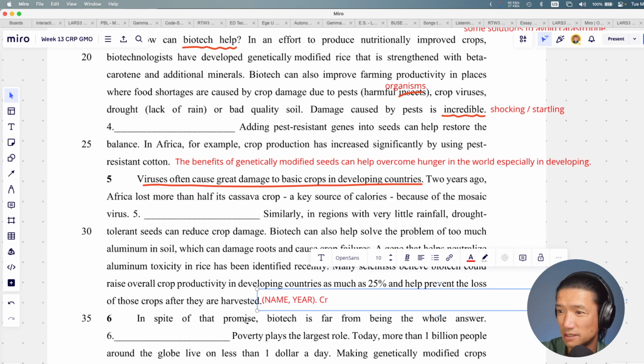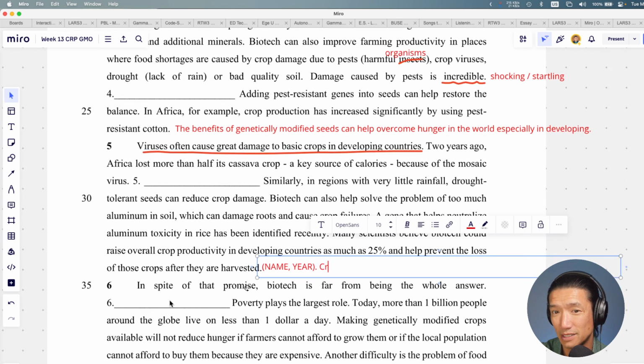In spite of, wait, let's go to the next one. In spite of that promise, see, it's always more difficult to rewrite an essay to add things when you don't do it right the first time. In spite of that promise, biotech is far from being the whole answer. Okay, so now they're going to get into the negative, right? They went from the positives, now they're talking about the negatives. This could be like a pro-con essay, or it could be some kind of opinion essay, right?